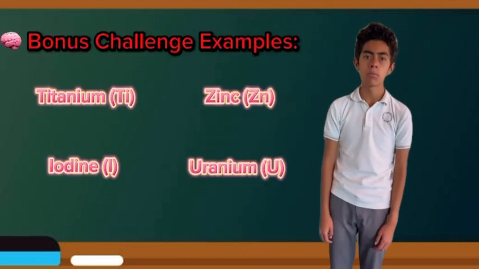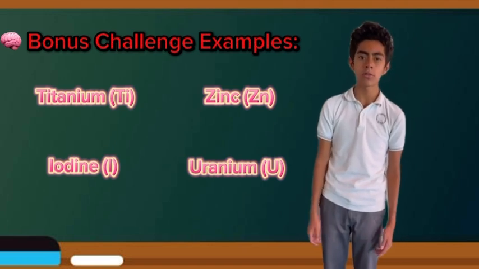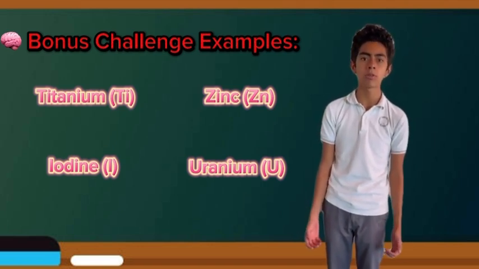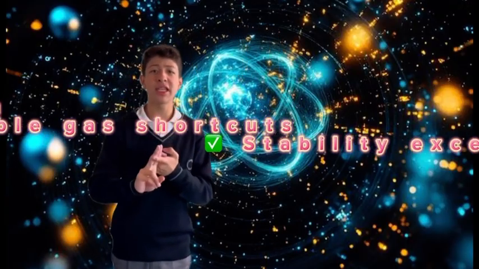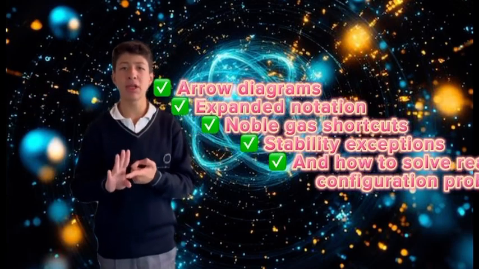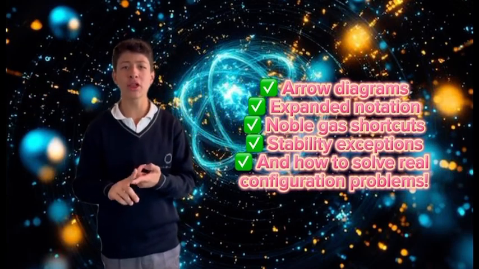Bonus challenge. Before you go, try this electron configuration and drop your answers. And that's it, you did it. You've now mastered arrow diagrams, expanded notation, noble gases, stability exceptions, and how to solve real configuration problems. You're officially an electron configuration expert.